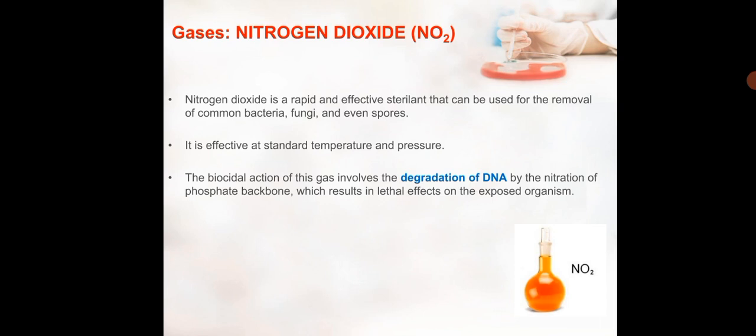Next is nitrogen dioxide. Nitrogen dioxide is a rapid and effective sterilant that can be used for the removal of common bacteria, fungi, and even spores. It is effective at standard temperature and pressure. The biocidal action of this gas involves the degradation of DNA by the nitration of the phosphate backbone, which results in lethal effects on the exposed organism.